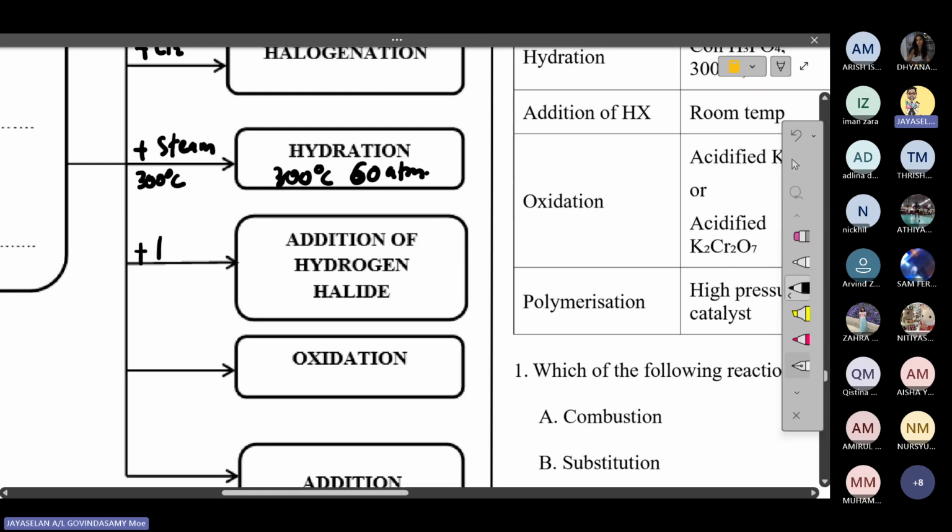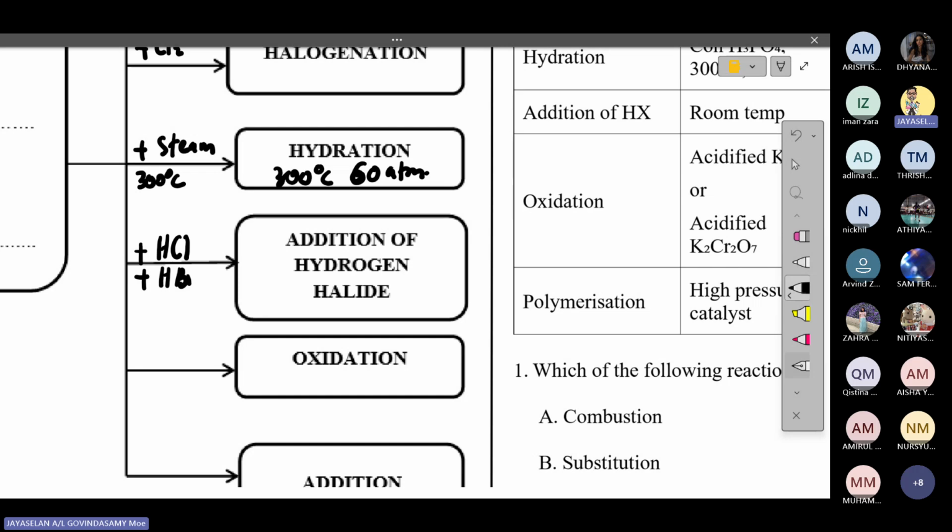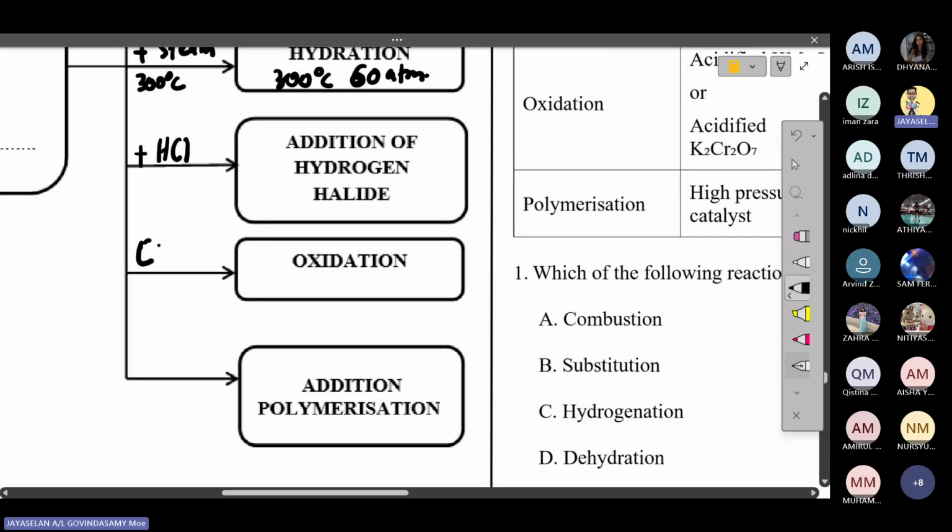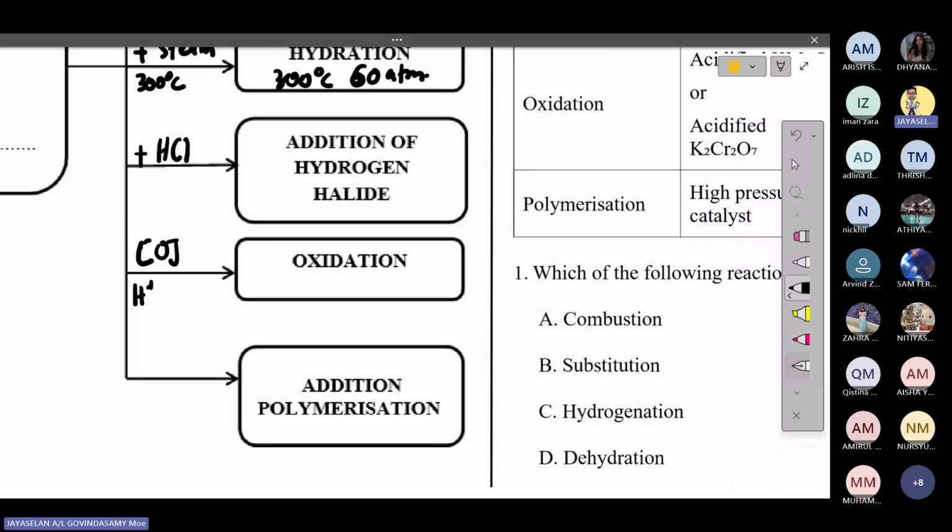You just take one example, HCl. You can add HBr, HI, all that. I take one example. Oxidation, letak simbol ini. Oxidizing agent, tulis di sini: acidified potassium manganate(VII) or acidified potassium dichromate(VI). Okay, last one, addition polymerization.